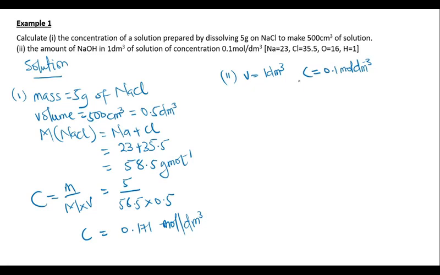Alright, and we have to calculate the amount of sodium hydroxide. Amount of sodium hydroxide means we need to find a mole or n. But we know concentration is mole over volume. Now that we have the concentration, we have the volume. Our mole is simply the concentration multiplied by the volume. So our mole is equal to 0.1 multiplied by the volume, which is 1. So the mole in this example is 0.1 mole.